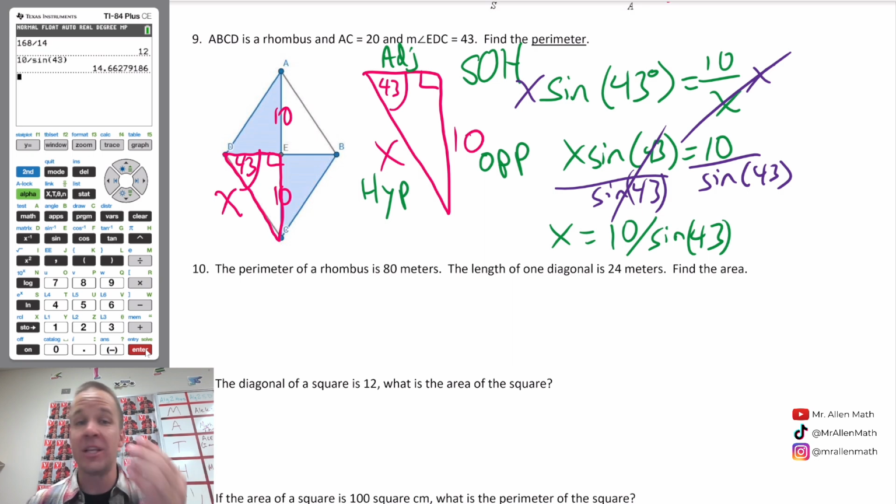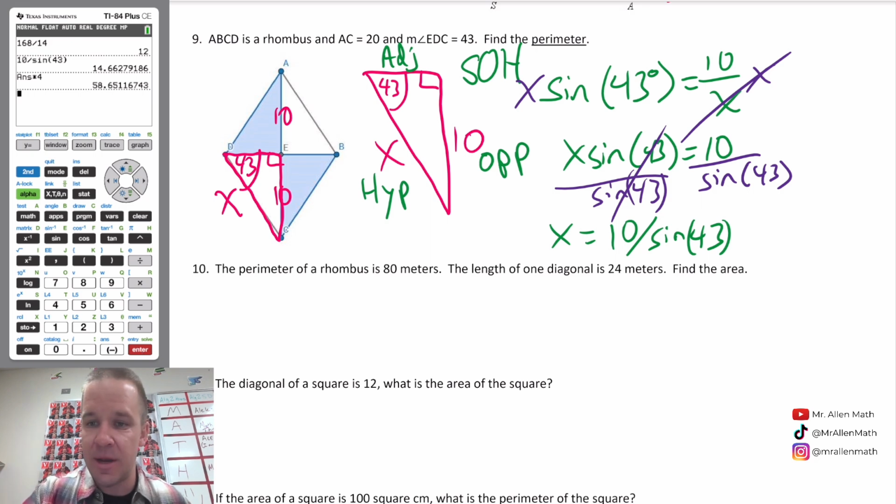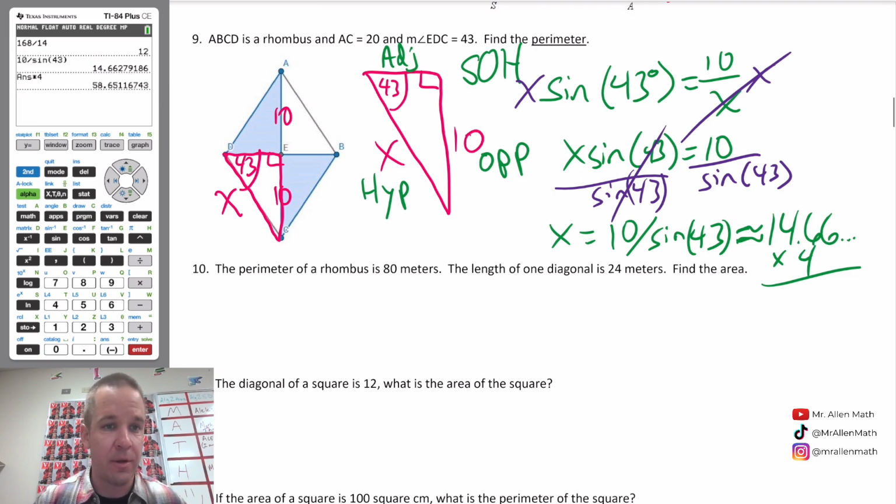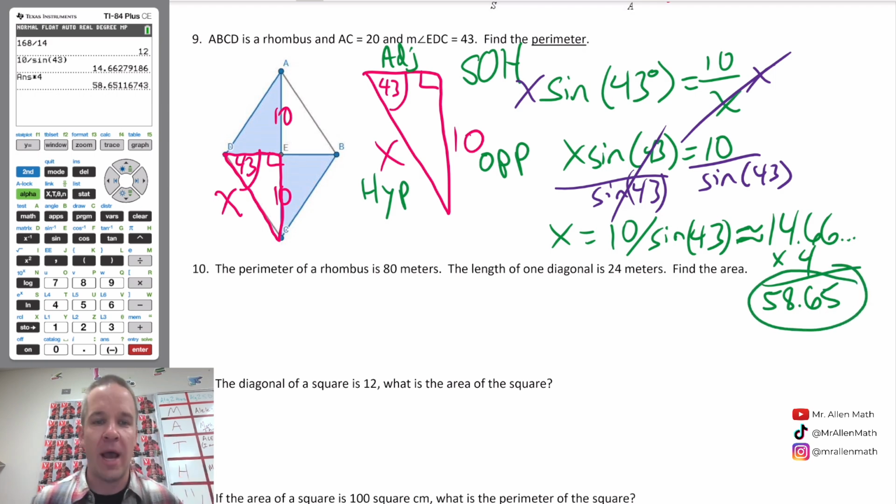So I get 14.662, blah, blah, blah. That's for X. How many sides does this rhombus have? It has 4. So I got to multiply that by 4, and then we get 58.65. So there's our answer for the perimeter, adding all the sides up. So let's write down 14.66 here. X equals 14.66 and some change. We multiplied that by 4 and got our perimeter of 58.65. And we don't have any units. Okay, that's it.